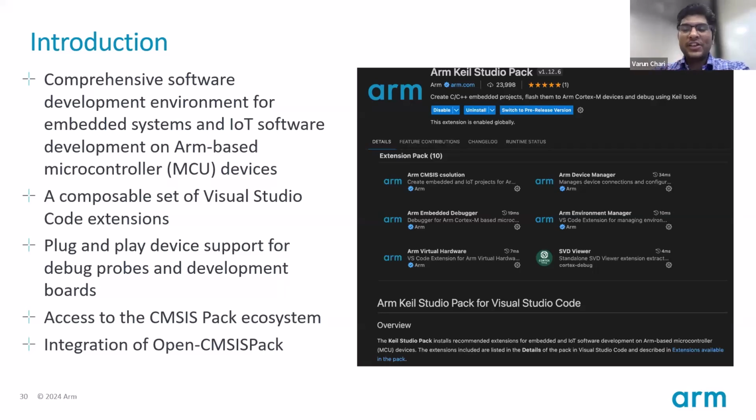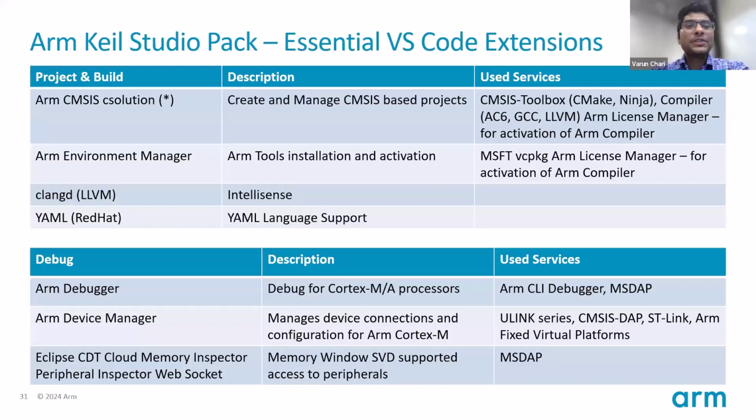So if you have integration with GitHub Copilot or Amazon CodeWhisperer, Amazon Q, or another AI assistant, you can also easily leverage those aspects of it and increase your productivity. So these are the various things that Keil Studio Pack really offers. Some of the essential VS Code extensions are these.